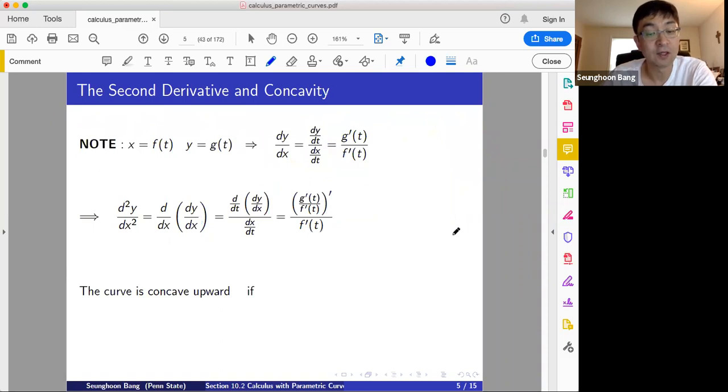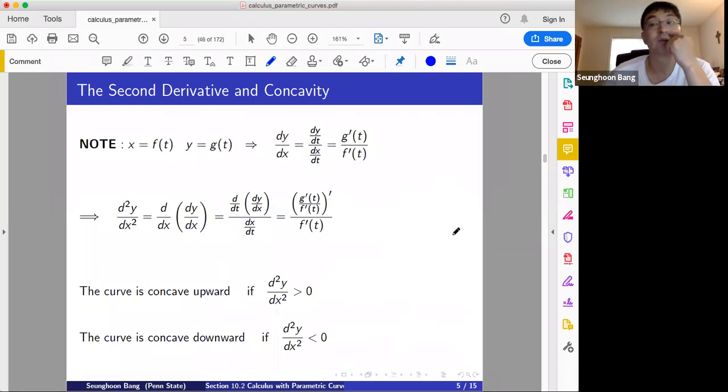If the curve is concave upward, what does it mean? The second derivative is positive. If the curve is concave down, the second derivative is less than 0. So we have the two things for the concavities.